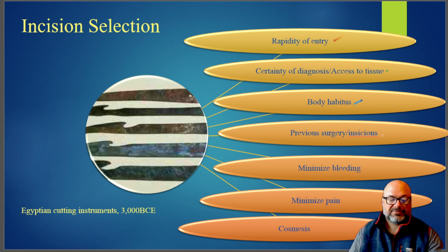Previous surgeries, previous incisions, so obviously scar tissue, adhesion formation can play a role in how we decide to approach the abdominal wall. We obviously do incisions to try to minimize bleeding, to minimize pain. That's partly with the closure of the incisions as well. And then obviously cosmesis is absolutely a consideration. We need to pick the right incision for tissue access and getting the procedure done in the safest way possible.